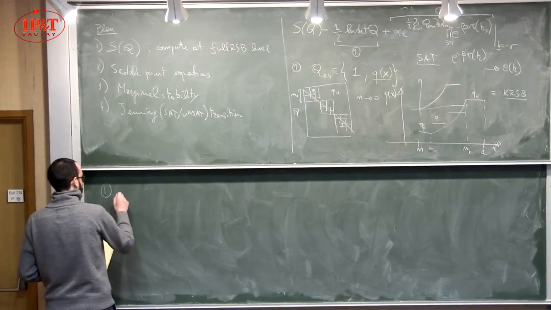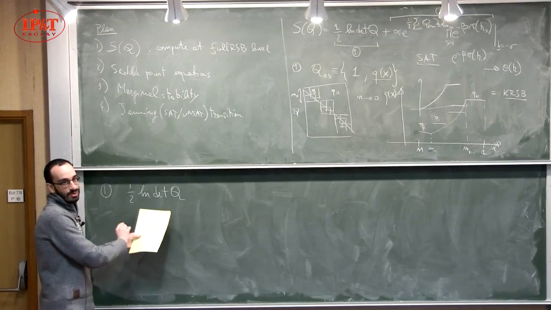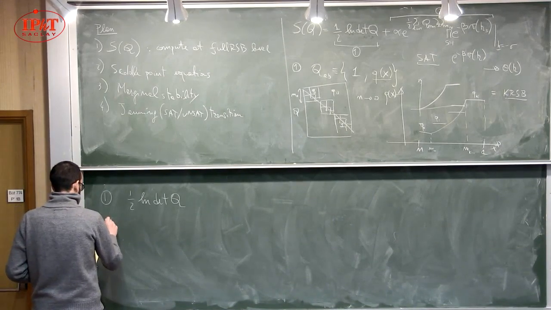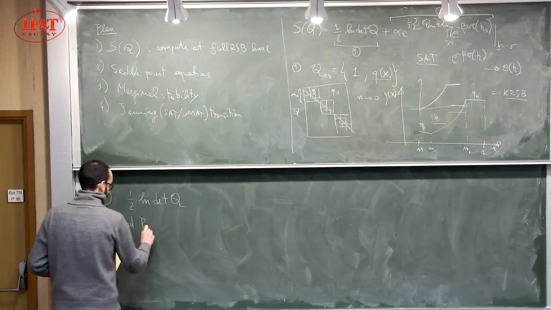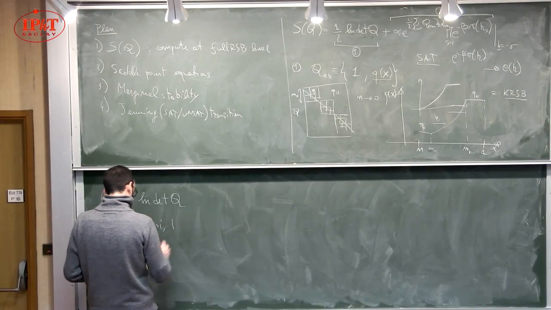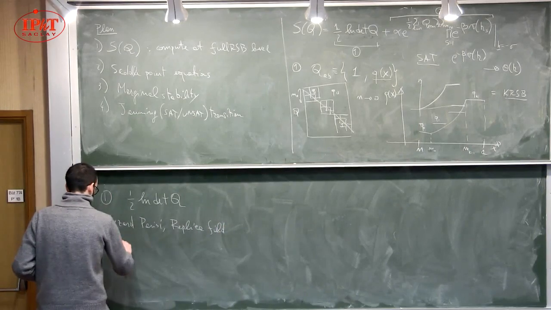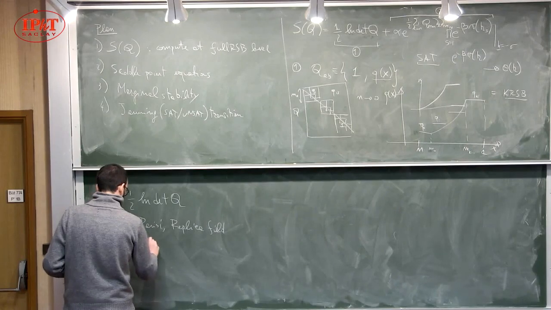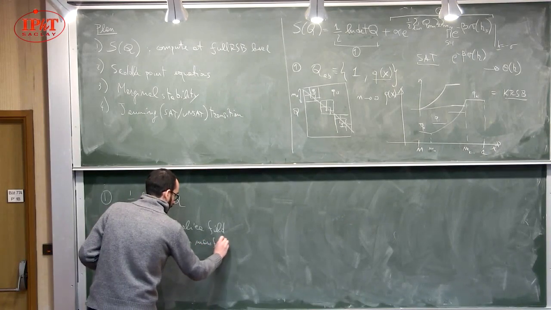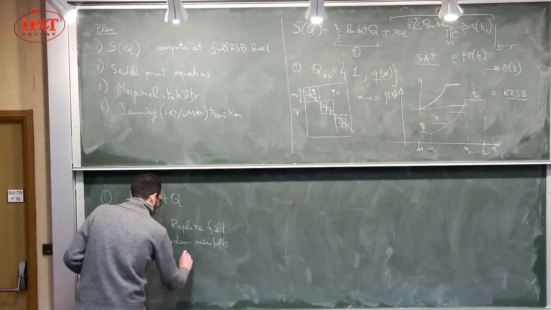Okay, let's compute this: one half log det of Q. This can be computed exactly. I will not do the details because they are not so deep, it's just technicalities. But they can be found in this paper, by Mézard and Parisi. It's in the appendix of the paper Replica field theory for random manifolds, J. Phys. I, 1.